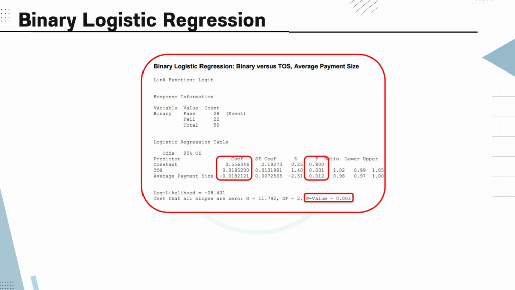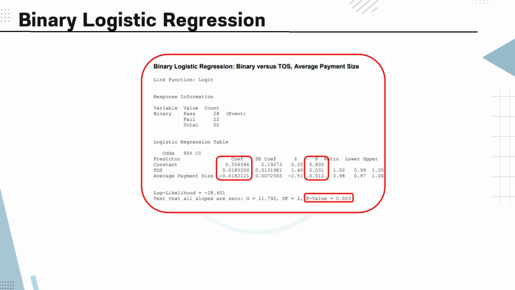Individual predictors. 1. TOS. Coefficient equals 0.0185. P-value equals 0.0310. Since the p-value is less than 0.05, this predictor is statistically significant. A positive coefficient means, as TOS increases, the odds of the event, pass, increase.